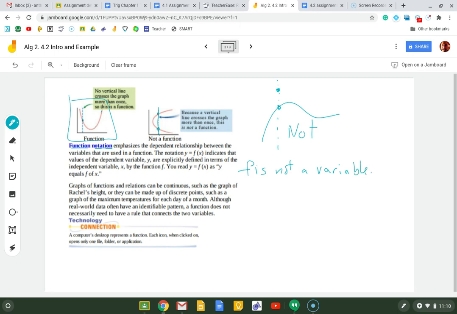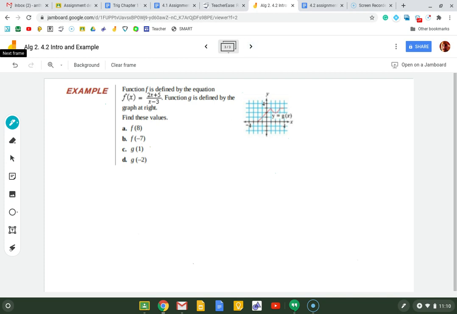Okay, graphs of functions and relations can be continuous, such as the graphs of Rachel's height, or they can be made up of discrete points, such as the graph of maximum temperatures for each day of the month. Although real-world data often have identifiable patterns, a function does not necessarily need to have a rule that connects the two variables. Okay, so here's an example. Function f is defined by the equation right here, and function g is defined by the graph.